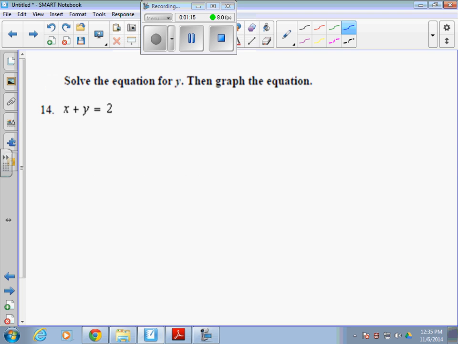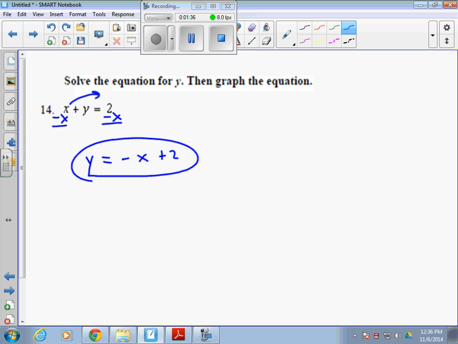14 says solve for y, then graph the equation. Okay, so you wanted to say y is equal to, so you got to move that over. Undo that by subtracting x. When you subtract x on the left, you have to subtract x on the right. Y equals negative x plus 2. There it is, solved for y.